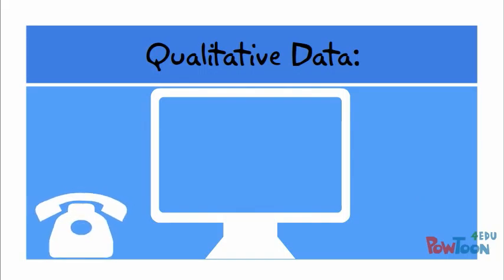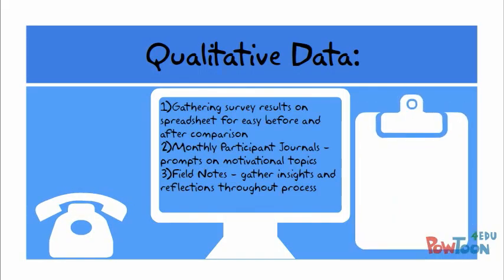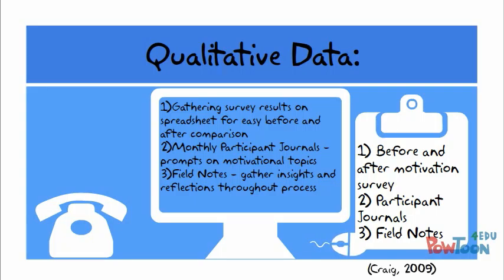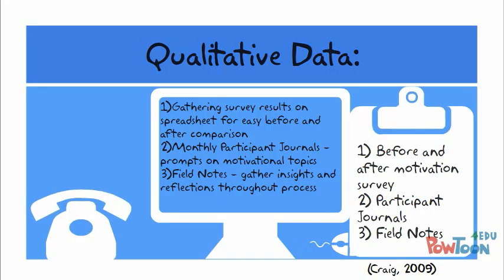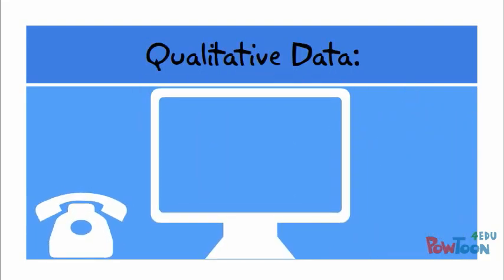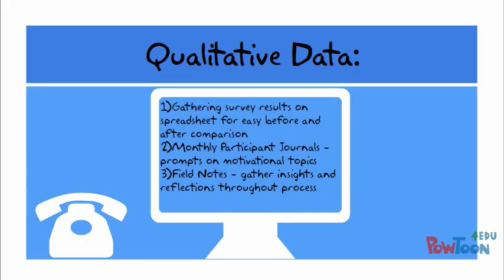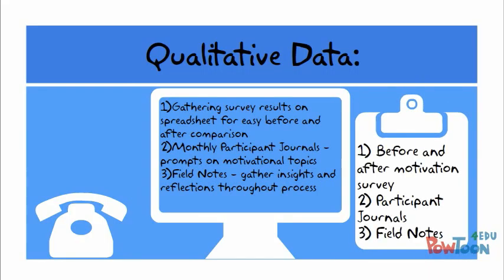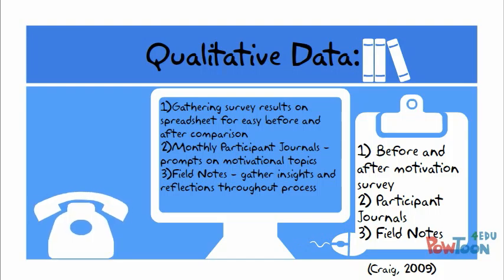The survey at the onset of the process will be identical to the one at the end. I will be gathering the results on a spreadsheet in order to make patterns and themes highly visible. For the participant journals, there will be one a month that I will give to the whole class, then only code, organize, and analyze data from my participants, not the whole class. My field notes will allow me to gather insights and reflection during the whole process.